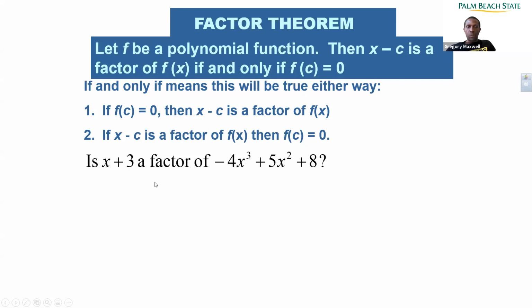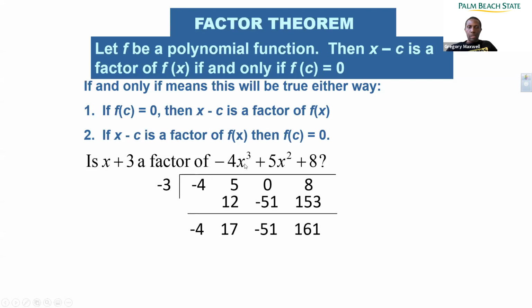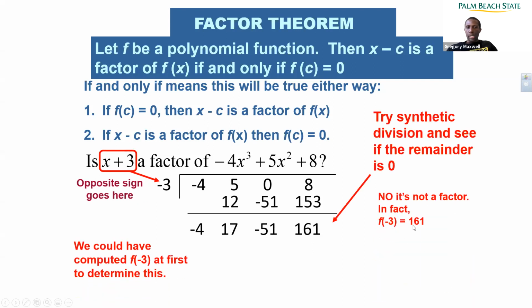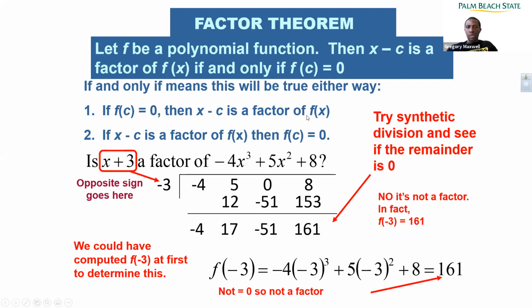It works both ways. So the question is, is x plus 3 a factor of this expression? Right away I know it's not. I'll tell you why in a few minutes. But what we can do is check. We just plug in -3 into the function, and the answer comes out to be 161. And since f of -3 is 161, then we know that x plus 3 is not a factor of this expression.